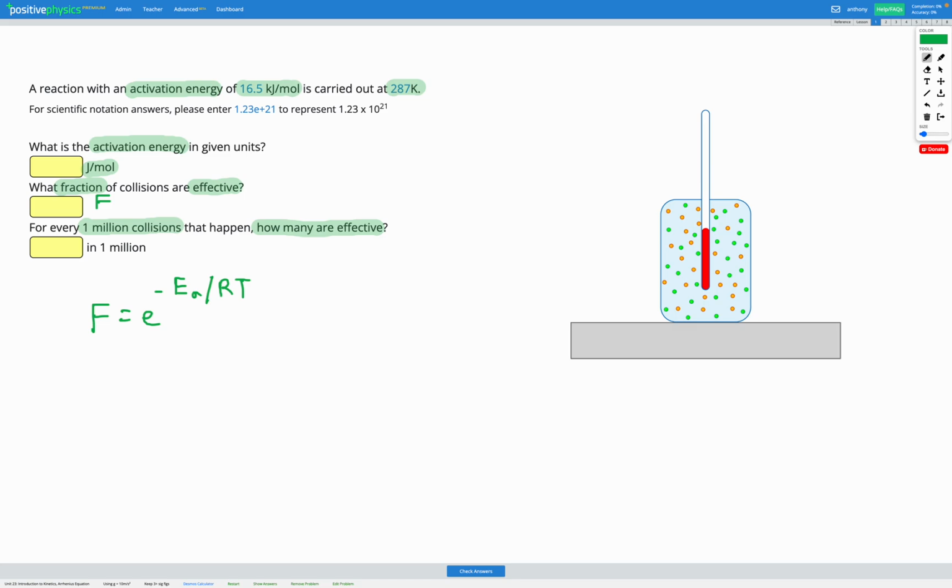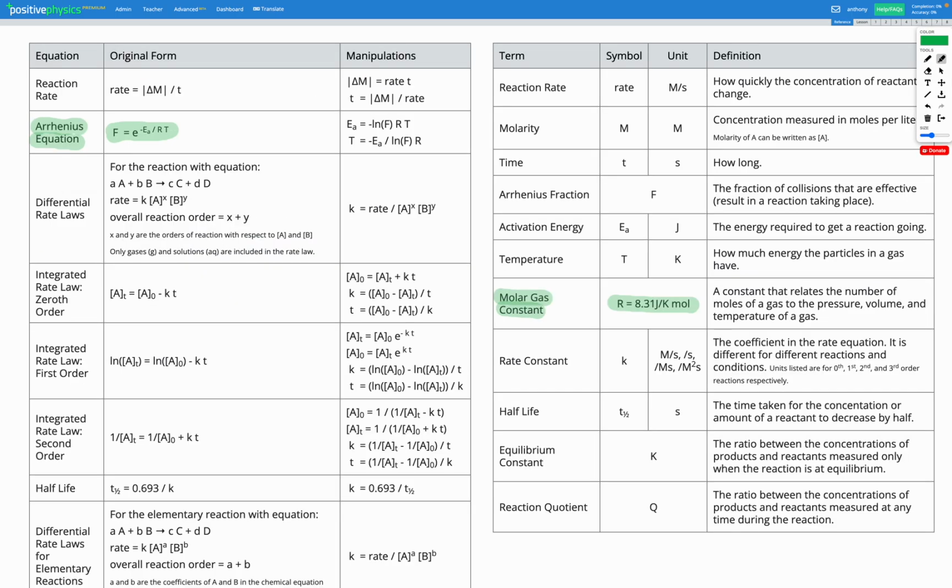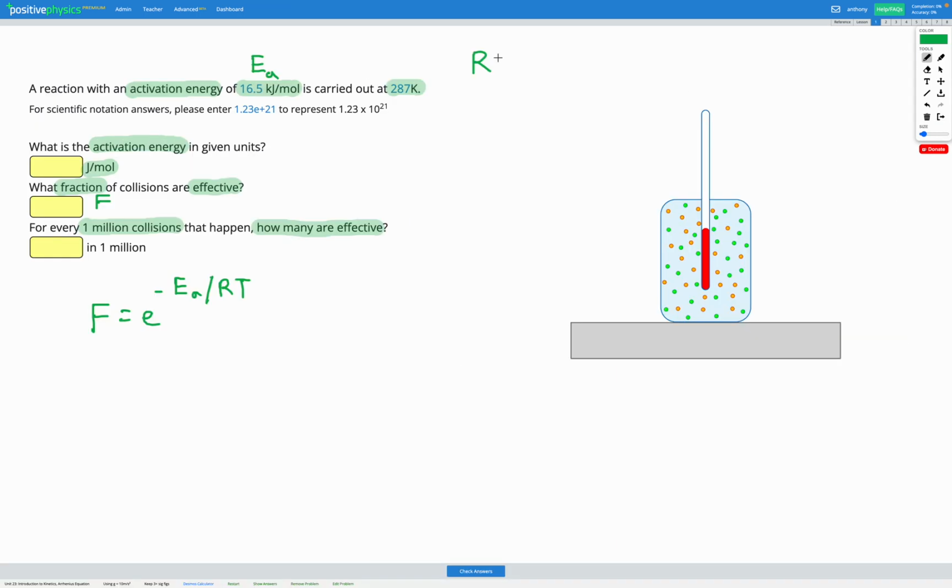We've got e, which is just the number in math. We've got capital E with a little a next to it. That's our activation energy, which we're given here in our question. We've got R, which is the molar gas constant, reminding ourselves from our reference sheet. R is 8.31 joules per Kelvin mole. And then we have T, temperature, which is 287 Kelvin from the question.